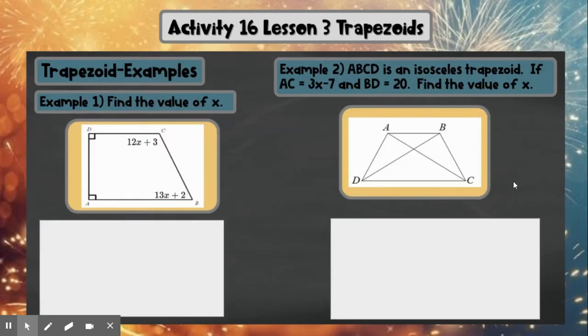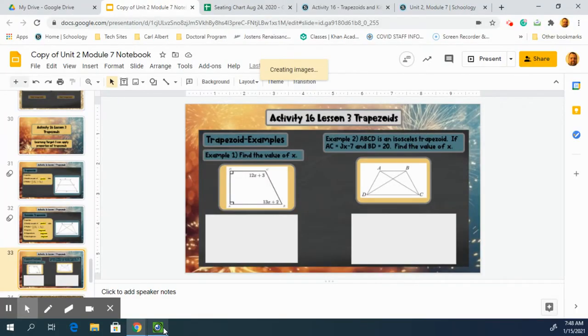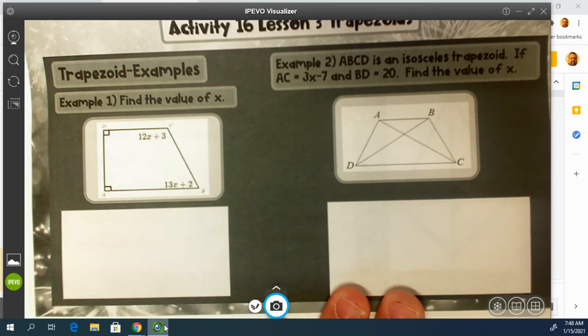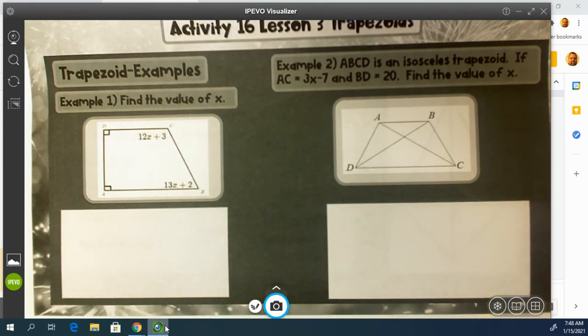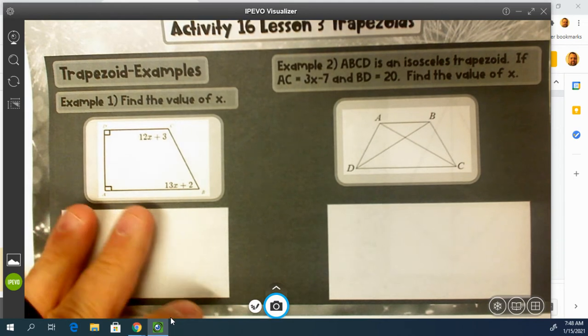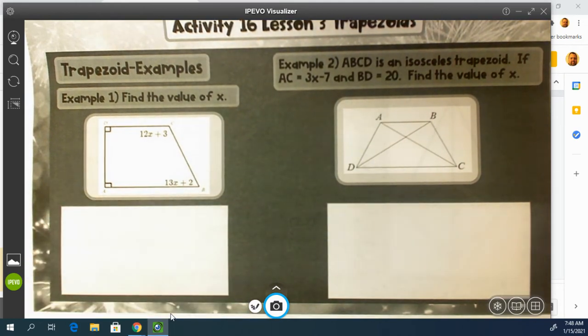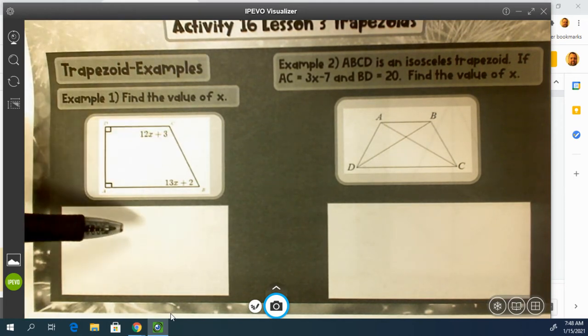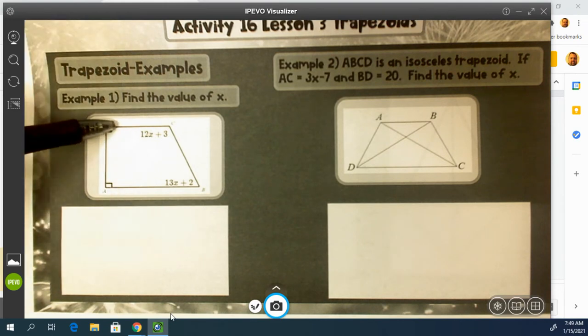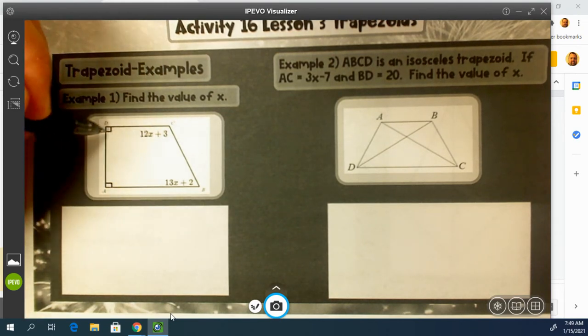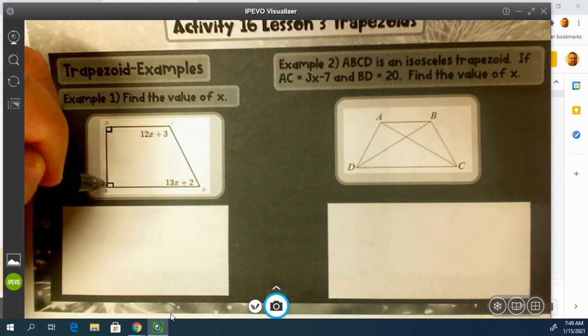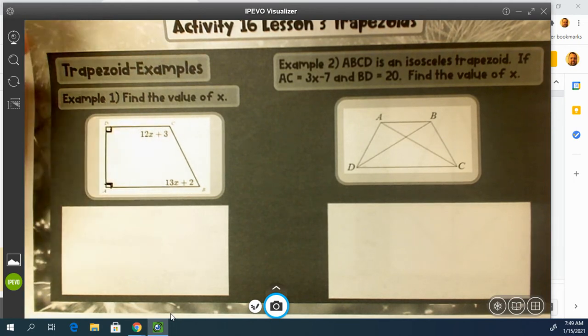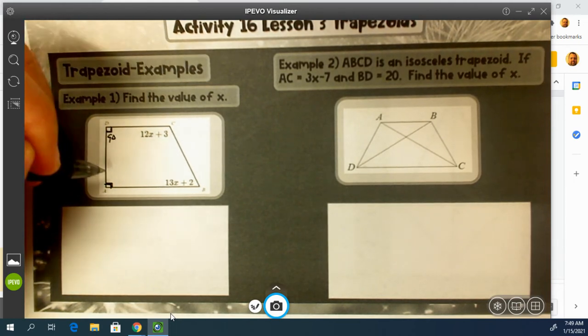So let's look at a couple examples. Now I'm going to go to a separate piece of paper. Okay. It looks the same as yours, but you need to work on yours on a separate piece of paper, and then we'll insert this into your notes. Okay. So the first one says, example 1, find the value of x. So we have these boxes. Now, what do we know about these boxes? What does this tell us? Well, this tells us that these are 90 degrees.